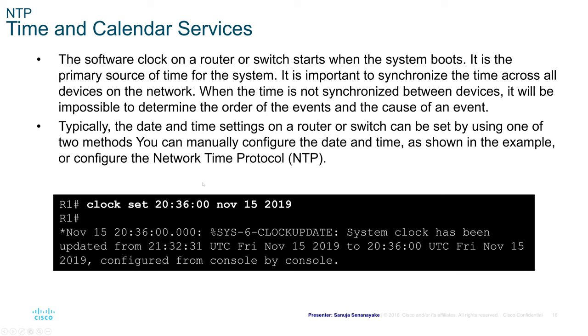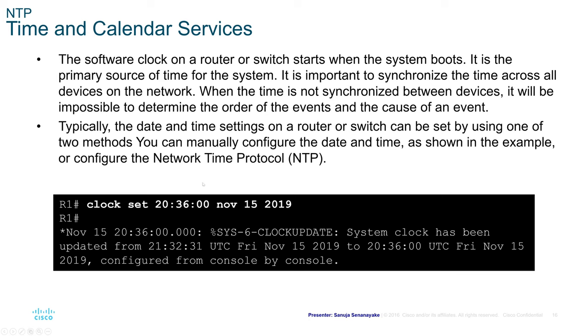Several boot system commands can be entered in sequence to provide a fault-tolerant boot plan. If there are no boot system commands in the configuration, the router defaults to loading the first valid Cisco IOS image in the flash memory and runs it. So if there are no boot system commands available, the router is going to find the first valid Cisco IOS image in its flash memory and just run that.